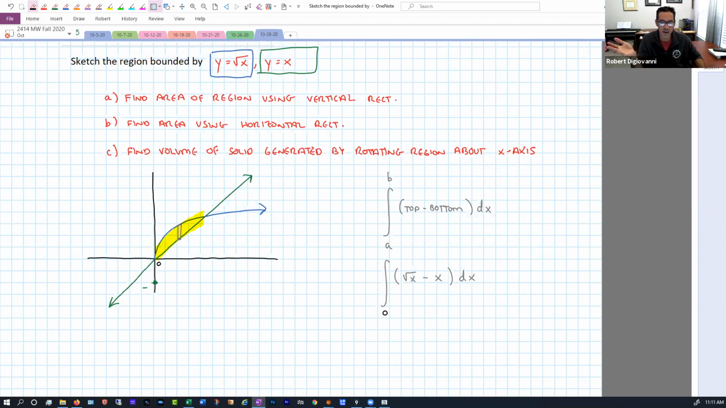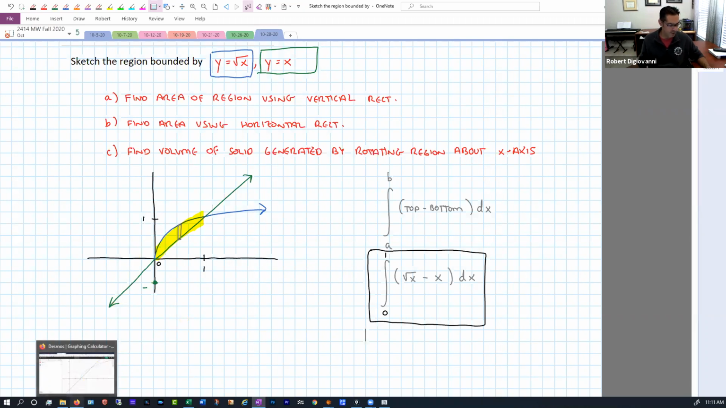Just look, if you plug 1 into both those functions, you get 1. So we know that they hit at 1, 1. But again, you could solve that if you needed to, but I'm just going to do it by inspection. So that's it. That is the integral. Now we would have to calculate that, right? We'd actually have to go calculate that.